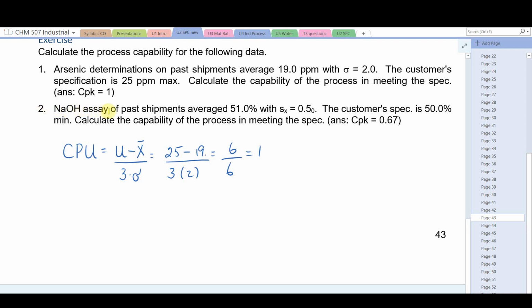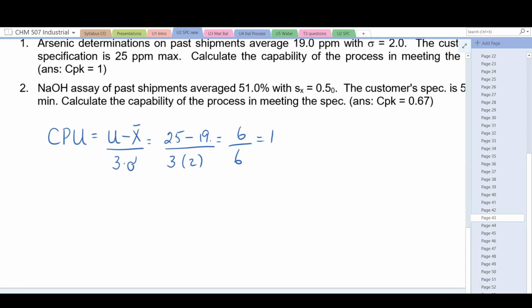Sodium hydroxide assay of past shipments averaged 51.0% with a standard deviation of 0.50. The customer's specification is 50.0% minimum. Calculate the capability of the process in meeting the specification. This is a lower spec limit, so we're going to calculate Cpl, which would be X bar minus the lower spec limit over 3 sigma.